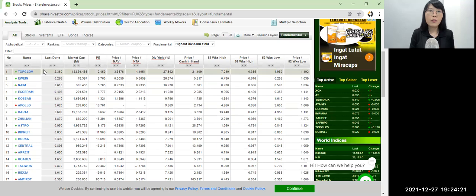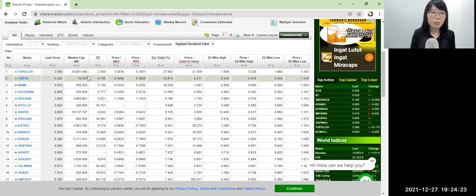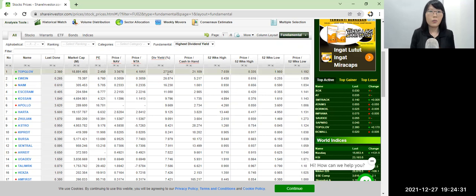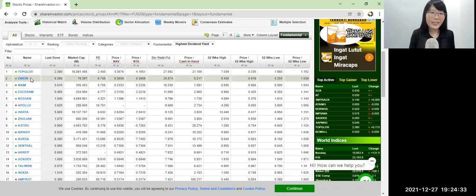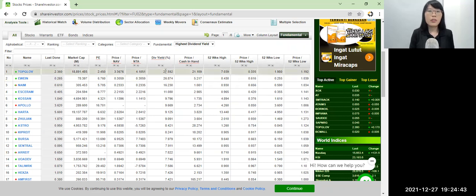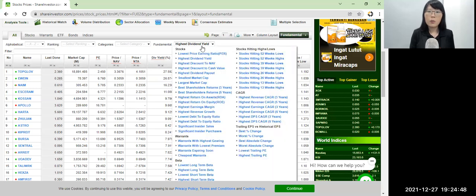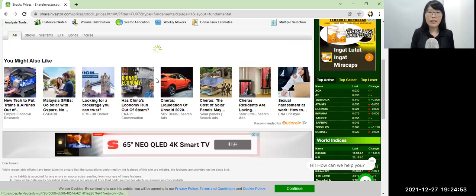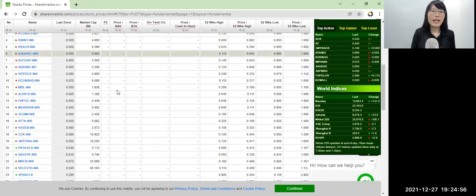Top Glove is now giving a dividend yield of 27.59%. Wow, okay. And the next one is Evnt, okay. It's paying a dividend yield of 26.87%. So you can also do some filtering. For example, you can choose which stocks are hitting a 52 weeks low. You can click on it, then it will come out.